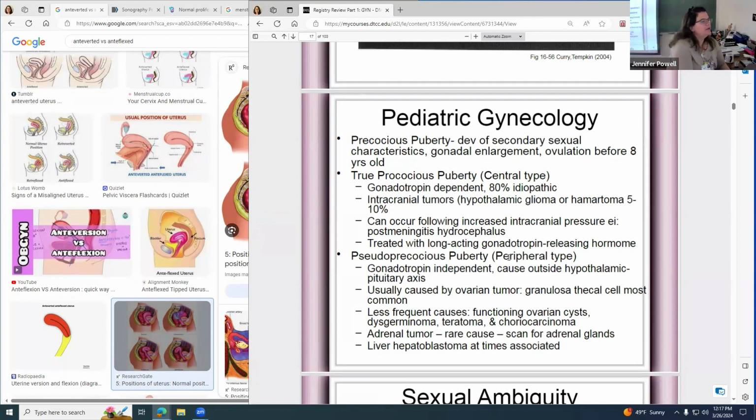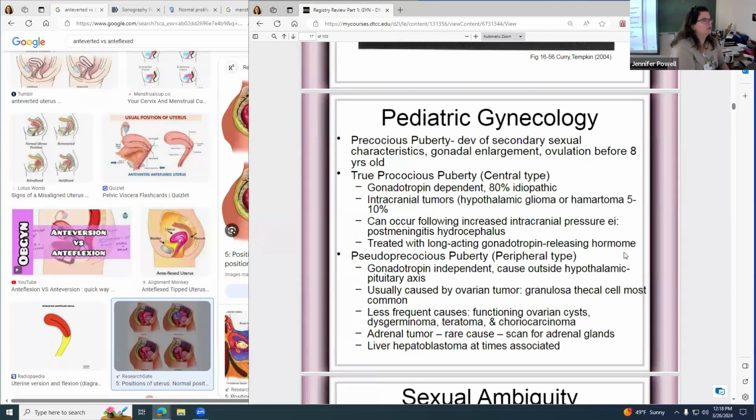Gonadotropin, where are we? We're up here. 80% of the time it's idiopathic. Intracranial tumors, such as a hypothalamic glioma or hamartoma, happen 5 to 10% of the time. It can occur following increased intracranial pressure, i.e. post-meningitis hydrocephalus, treated with long-acting gonadotropin releasing hormones. So they do have meds to treat it.